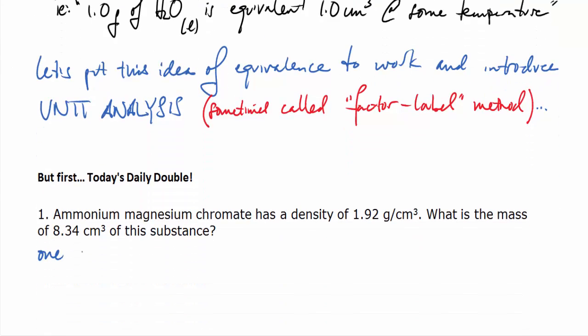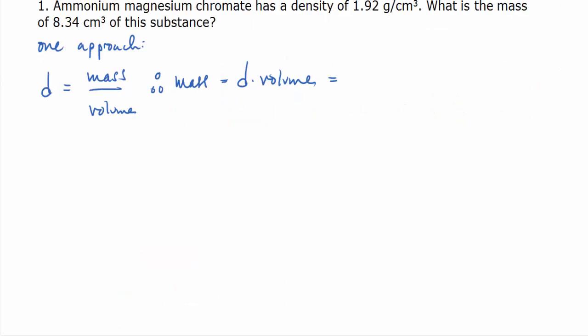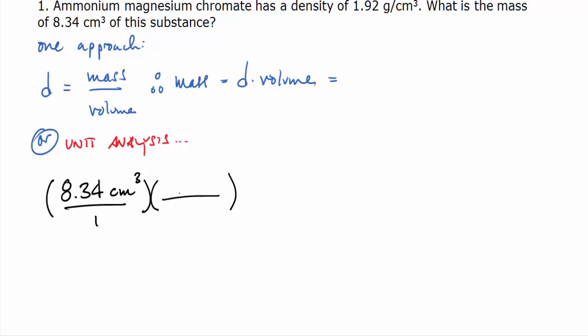In our first sample problem today, let's look at this ammonium magnesium chromate. It has a given density, and we're supposed to find the mass of some volume of it. You could take the approach that density is mass over volume and solve an algebraic equation. Or let's see if we can put unit analysis to work. Start with 8.34 cubic centimeters of the material. That's something that we know. Now notice we want to cancel the cubic centimeters, so put them on the bottom. Grams we want, they're on top. Check the units cancel. They do.